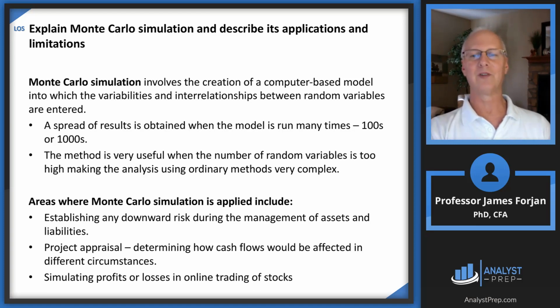Establish downside risk during the management of assets and liabilities. Boy, that sounds really important. Rather than just taking a confidence interval based on a small sample size, you can do this Monte Carlo over and over again. You get 10,000 different possible outcomes, and then you can have a better estimate of shortfall risk. Here's the example I was giving you, project appraisal. That was determining cash flows and how they're affected by different circumstances to compute net present value or internal rate of return, and then simulating profits. There are all different sorts of ways that you can use Monte Carlo.